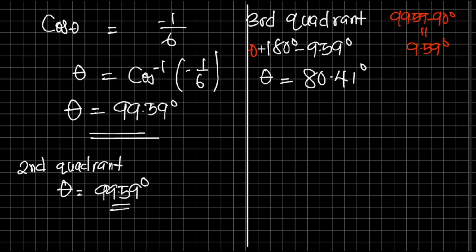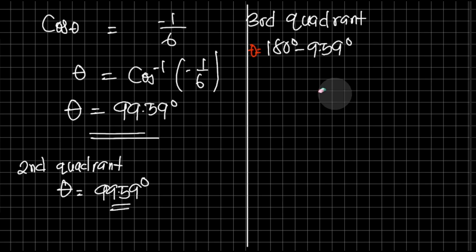Okay, so the two possible values of theta are 80.41 degrees, sorry, what am I saying? 80.41 degrees. Okay, yep. So let me rework it again so it will be clear to you.